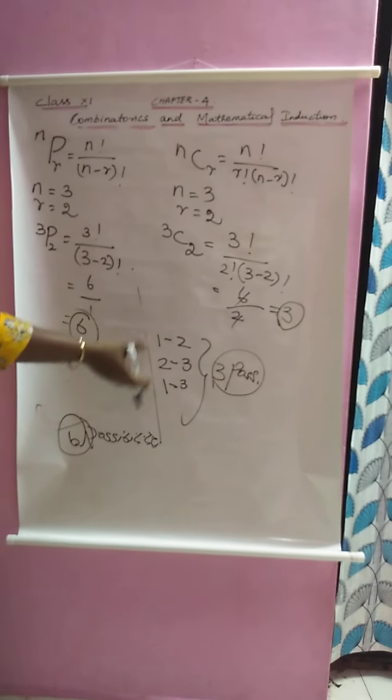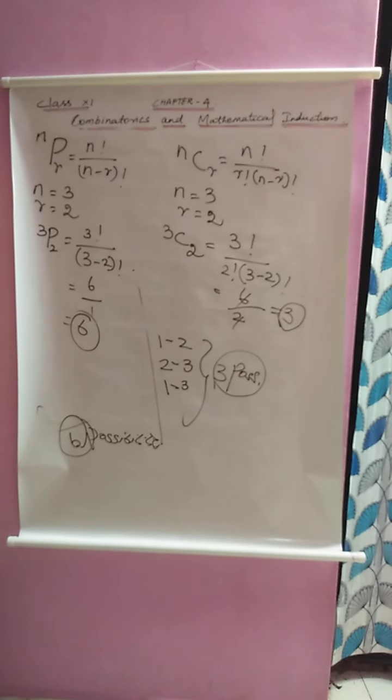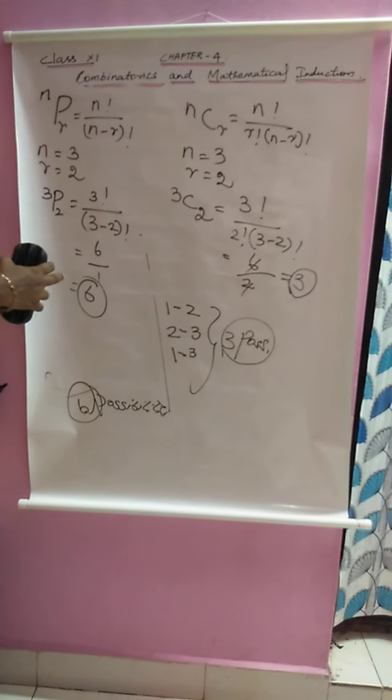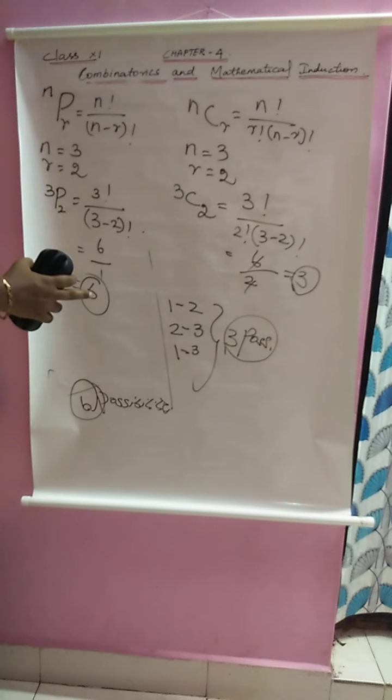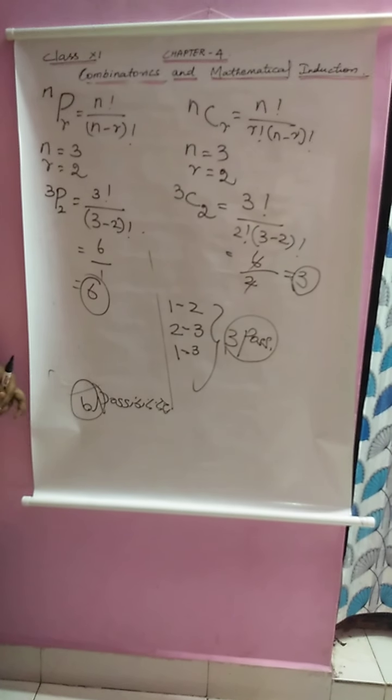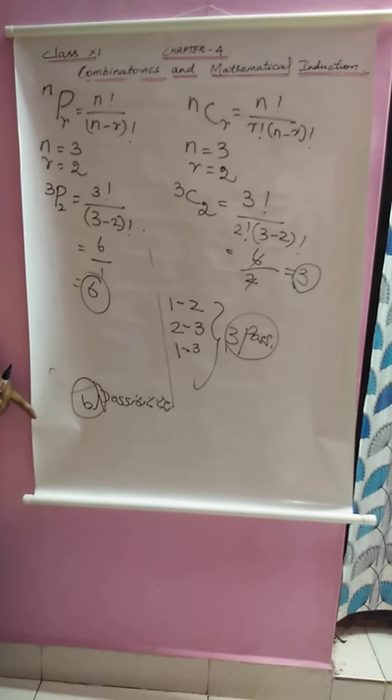So we got the same answer as before. This is the difference between permutation and combination. In the next class, we will see problems based on this.